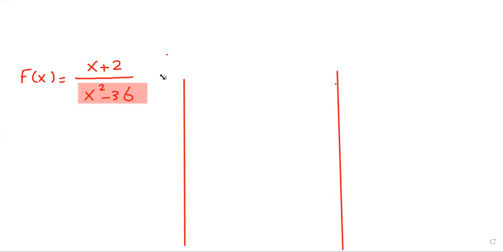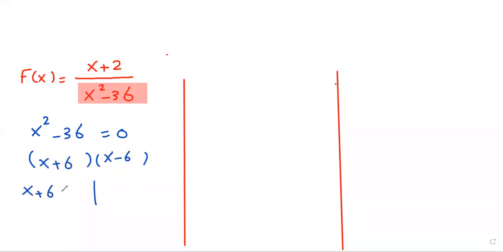We can find any value except the zeros of the denominator. So in this case, we will write x squared minus 36 equal to 0. Then we will factorize: x plus 6, x minus 6. Then x plus 6 is equal to 0 and x minus 6 equals 0. Then x equals minus 6 and x equals 6. They are the values we couldn't find.